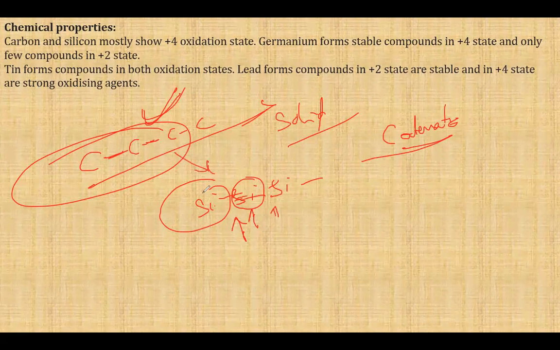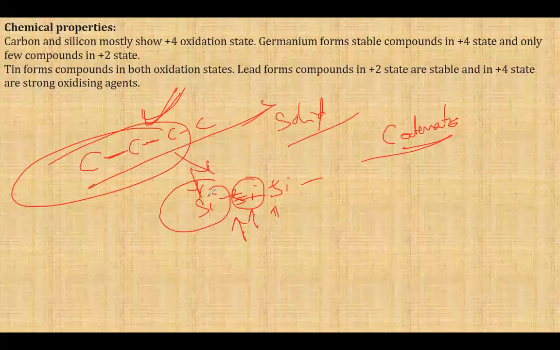So at room temperature, silicon acts as an insulator. After moderate temperature, with increase from room temperature onwards, it acts as a conductor. So this is what we studied as the semiconducting property. So silicon and germanium are metalloids.